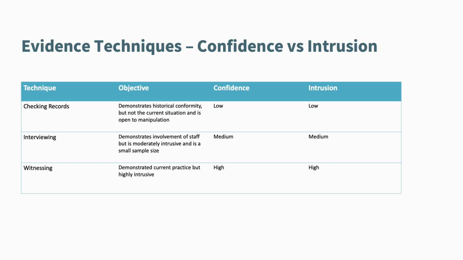So we know what a clinical audit is, we've got an idea of what we're going to do it on, we have to decide how we're going to collect that evidence. And this is where it becomes a balance: confidence versus intrusion. Generally, the records and information that we can be really confident in have a high level of intrusion. Overall, it can be quite intrusive and quite hard to get that data.